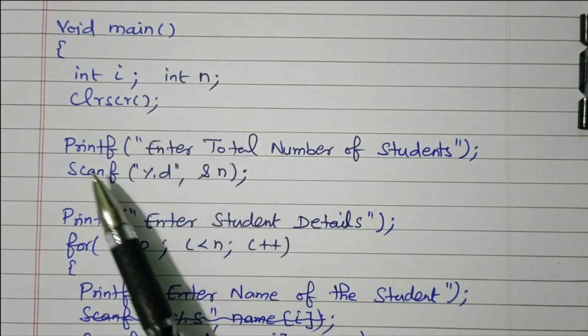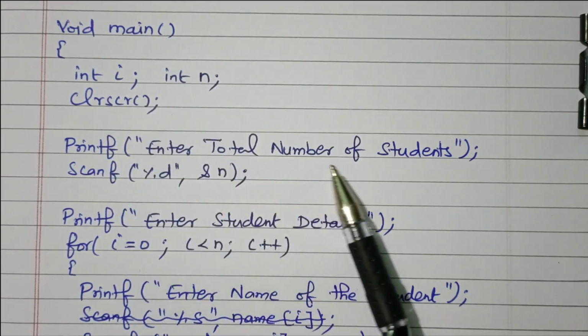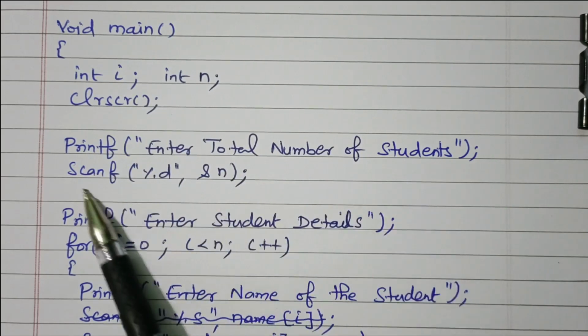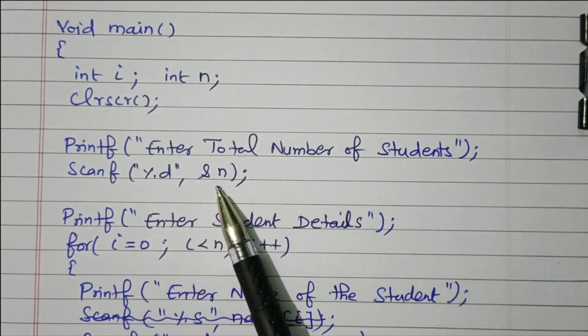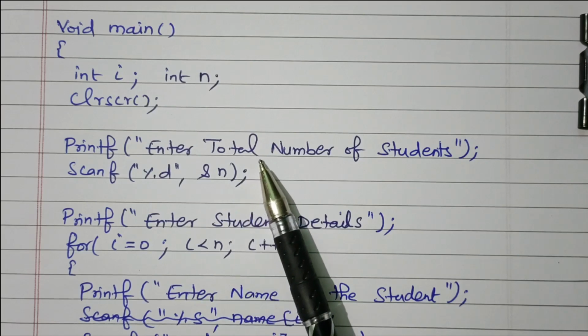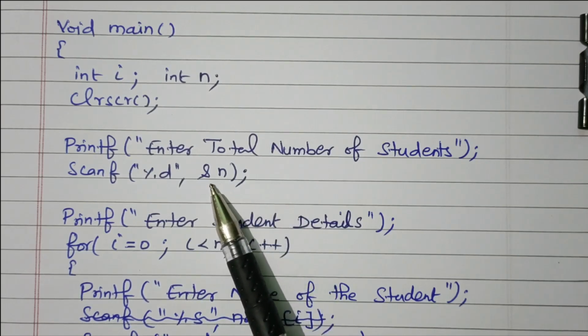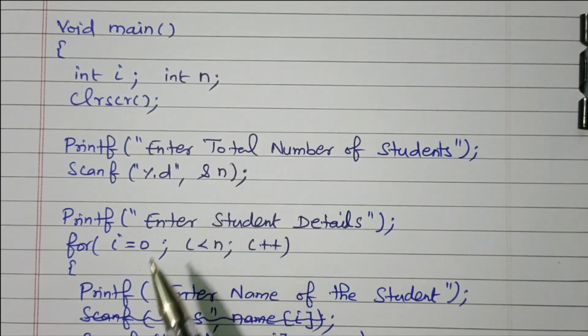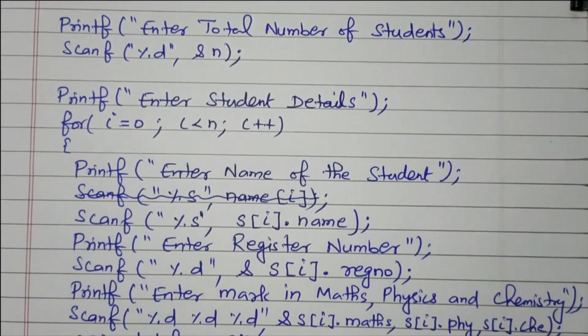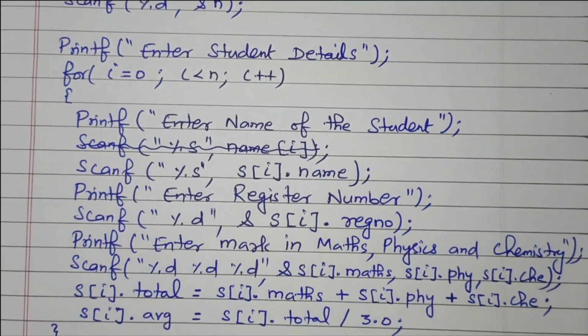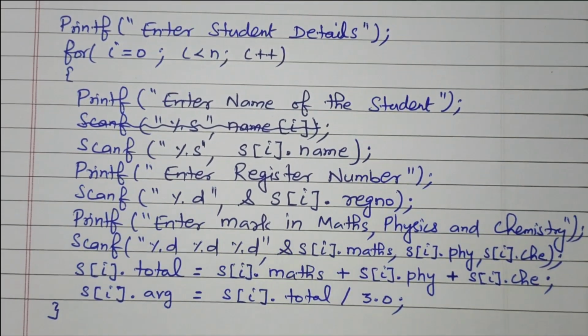Clear screen. printf, enter total number of students. scanf %d and &n. So the user will enter how many students there are, and that will be stored in the address of n. So now we are able to know how many students there are. Now we can get the student details one by one. Now we know the total number. By using the total number we can get the student details.